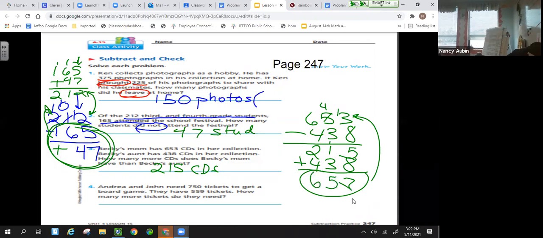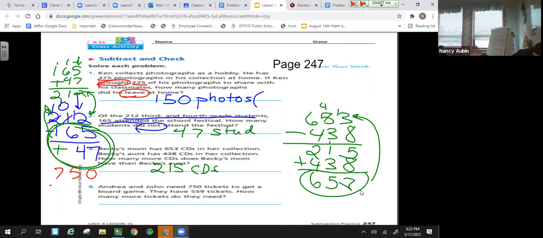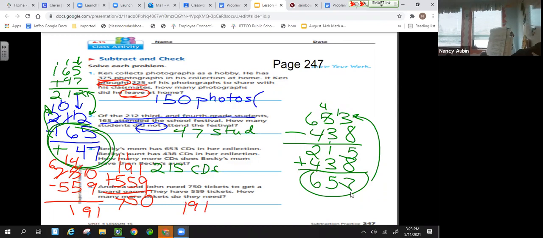All right, Cooper, what'd you get for number 4? 750 minus 559. Does anyone disagree? 191? I saw this is where you hesitated to check your work. You had to just go backwards. I wish I had room. I would have just added 191 plus 559, but I didn't. If you added it up, you would have gotten 750. And that answer was 191 tickets.